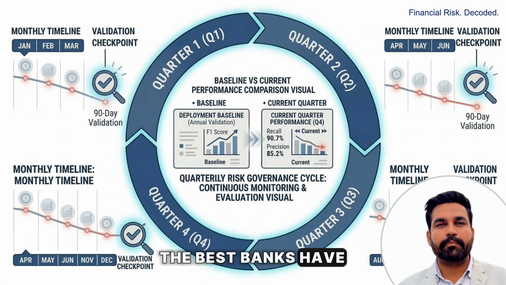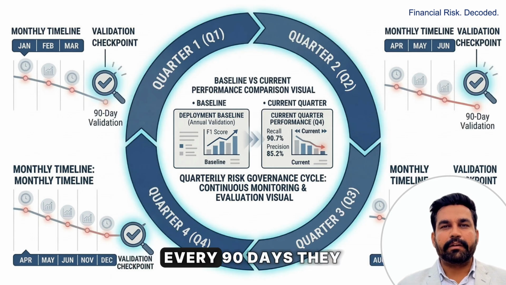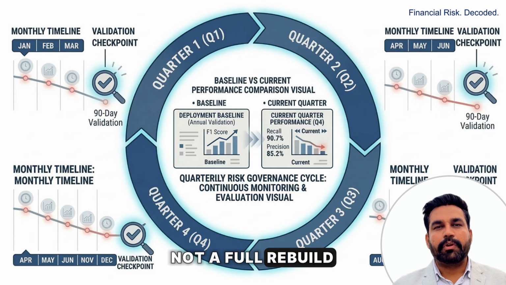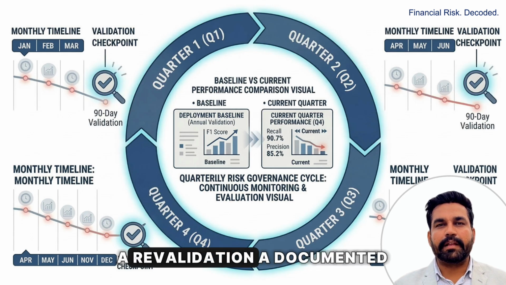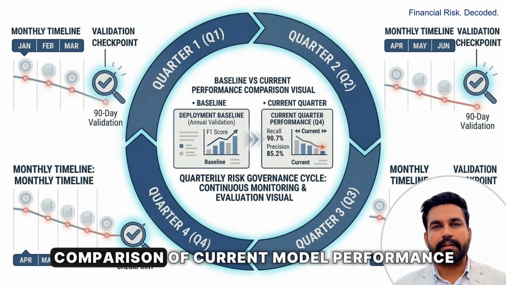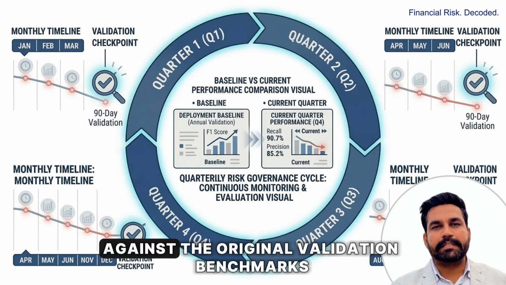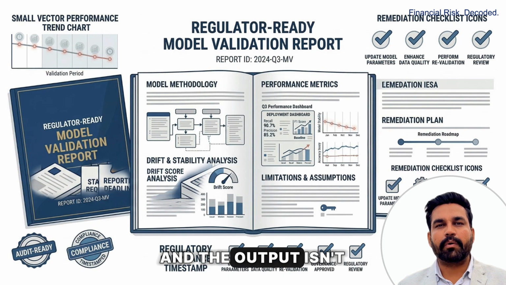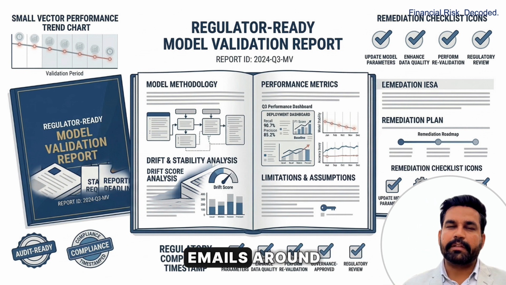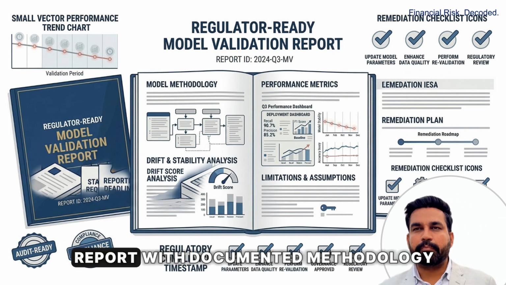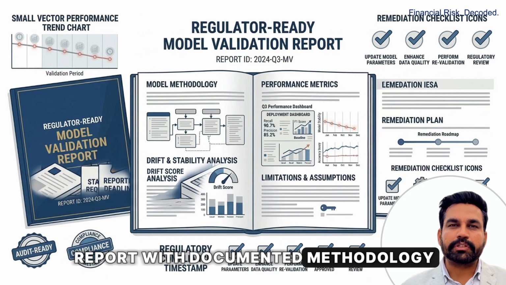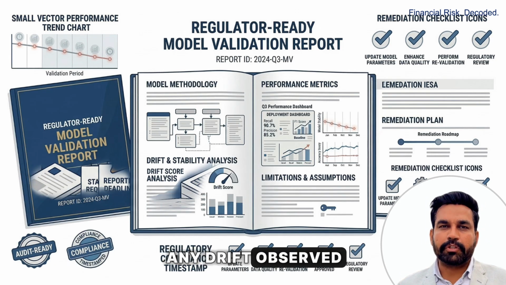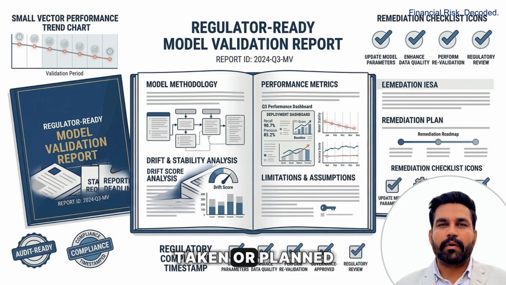The best banks have moved to a quarterly cadence. Every 90 days, they run a formal revalidation cycle. Not a full rebuild, that's different. A revalidation. A documented comparison of current model performance against the original validation benchmarks and against the previous quarter. And the output isn't just a spreadsheet someone emails around. It's a regulator-ready report with documented methodology, with clear metrics, with a narrative explanation of any drift observed and the remediation steps taken or planned.